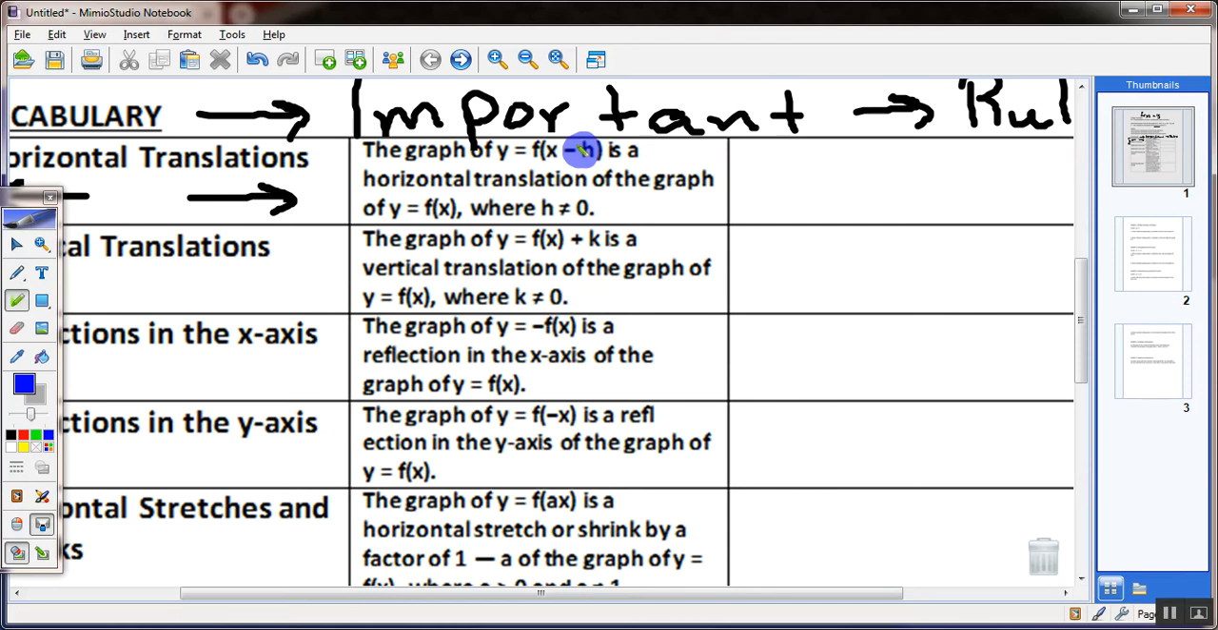Here's what I'm going to tell you. If you have minus h, it's going to move, anybody have a guess? It's kind of the opposite in parentheses. If you have minus some number, it's going to move right. Okay?